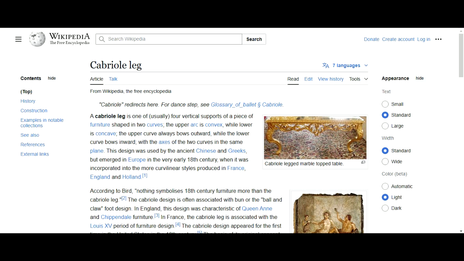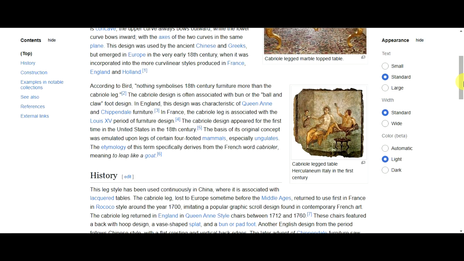early 18th century, when it was incorporated into the more curvilinear styles produced in France, England, and Holland. According to Bird, nothing symbolizes 18th century furniture more than the cabriole leg. The cabriole design is often associated with the bun or the ball and claw foot design. In England, this design was characteristic of Queen Anne and Chippendale furniture. In France, the cabriole leg is associated with the Louis XV period of furniture design.